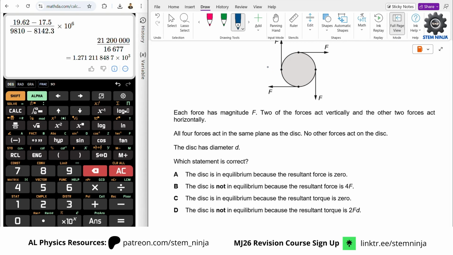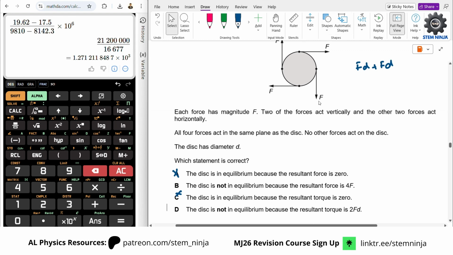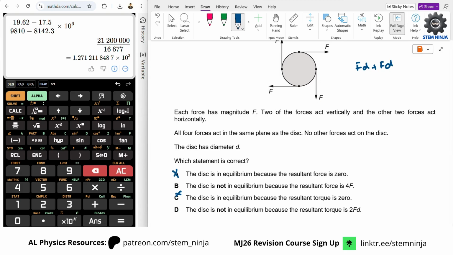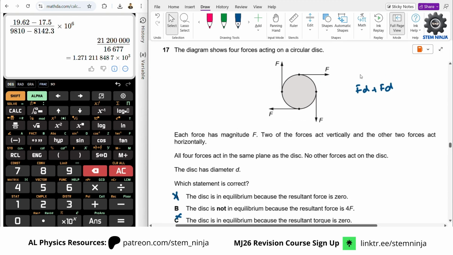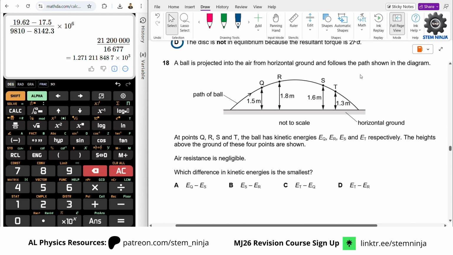No. The combined effect is actually double the couple of each couple of forces. So basically this is going to be FD plus FD, 2FD. So it's not in equilibrium. So A and C are cancelled right away. Resultant torque is 2FD. That's the correct answer.